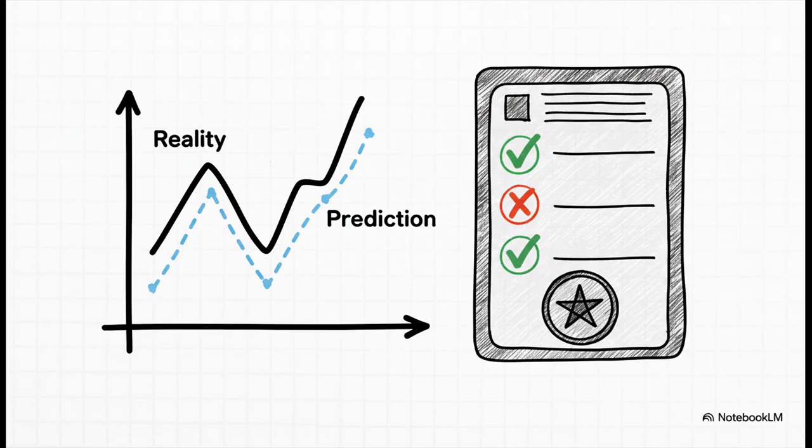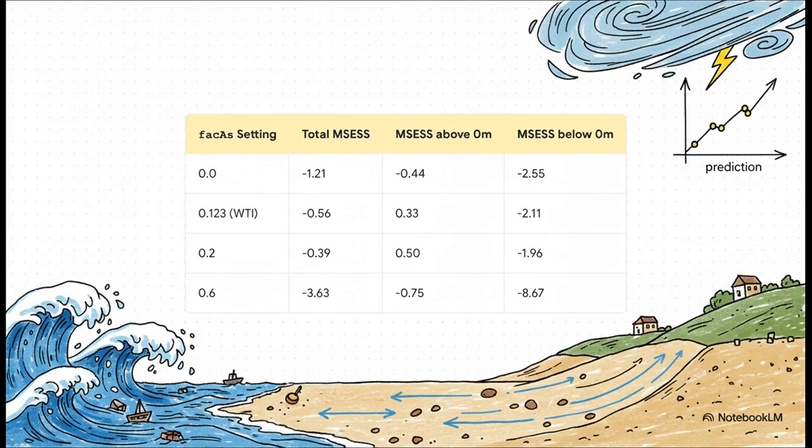But just eyeballing graphs isn't really good enough for rigorous science. To be truly objective, scientists need a report card for the model. So they use these statistical metrics or skill scores to actually grade how well a prediction matches up with the real-world measurements. This table shows one of those scores, the MSS.